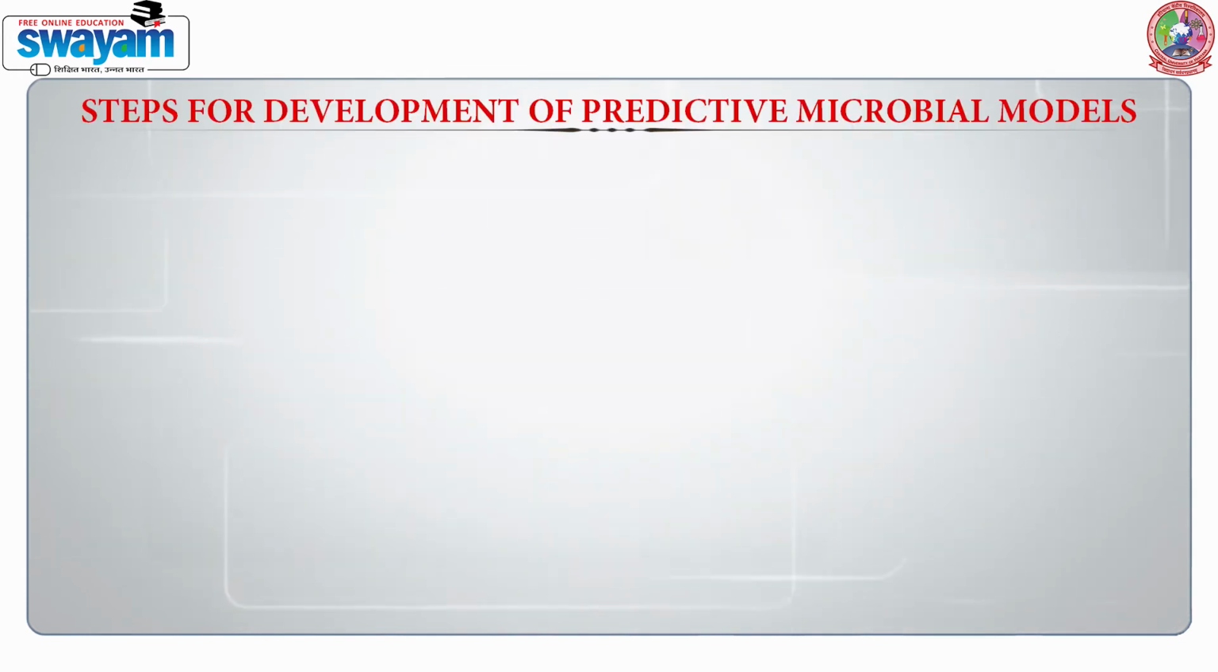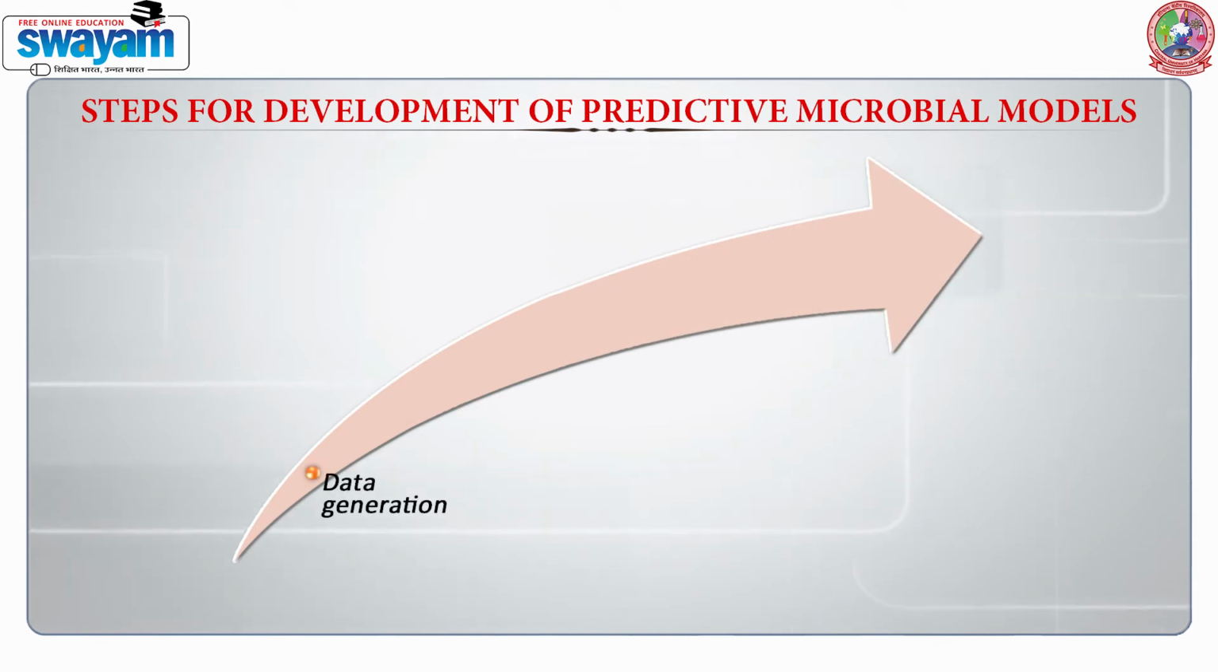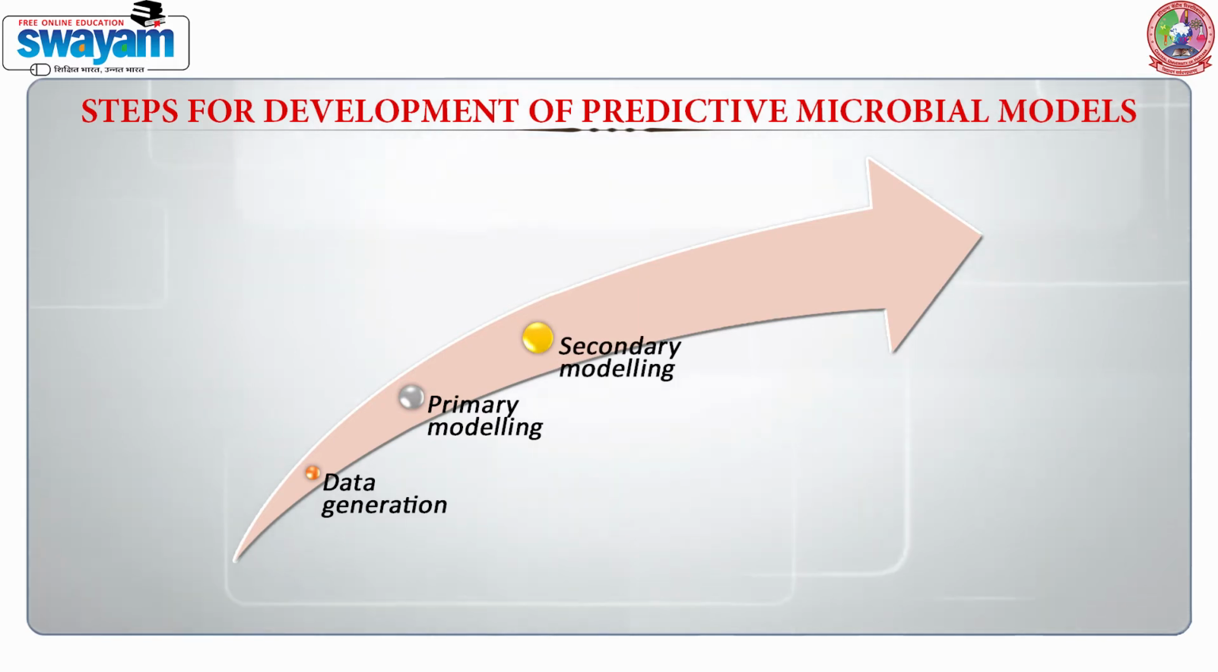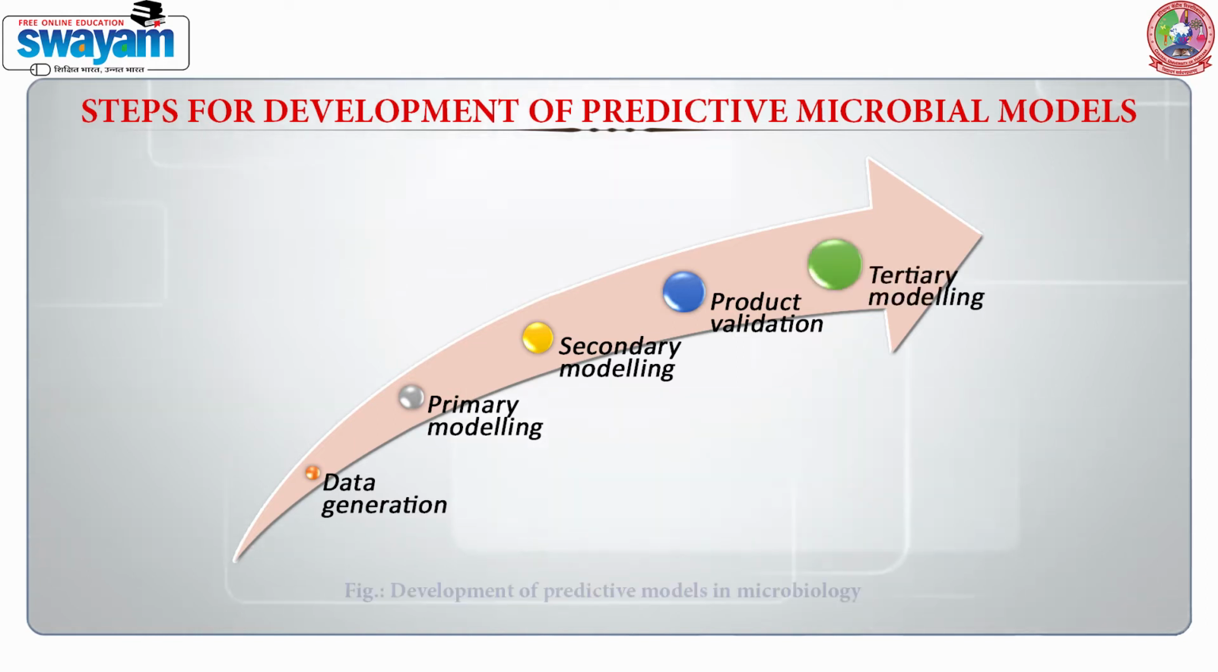The predictive microbial models are developed through various stages. The first stage is the data which is collected. Most of the experiments are carried out under controlled conditions. Then this information is used for primary modeling. Based on the primary modeling results, we can also go into the secondary modeling. Once we have these kinds of models which have been established, we go in for the product validation, and lastly, we can also use these models to predict further, and this is known as the tertiary modeling.